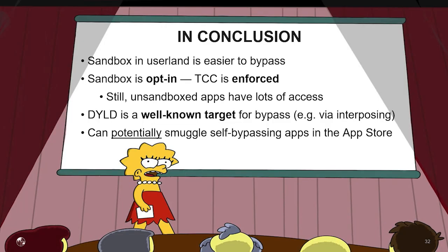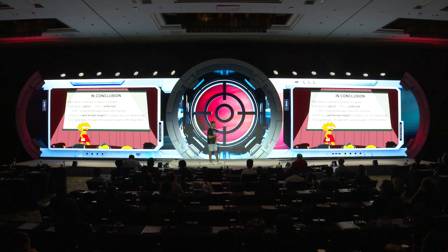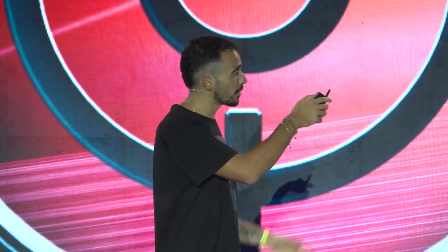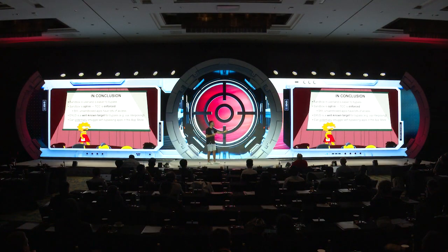However, unsandboxed apps in macOS still have lots of access. For instance, they can access your downloads folder, and of course, no one ever has sensitive files in their downloads folder, right? DYLD is a well-known target for bypasses. There are other documented techniques. There's one via DYLD interposing. After reporting that, Apple apparently checks for it when submitting to the App Store. Well, all the things that concern the App Store are quite undocumented because we don't really know what checks are performed, what checks are manual, what checks are automated. So unless you start submitting to the App Store, it's really hard to tell.